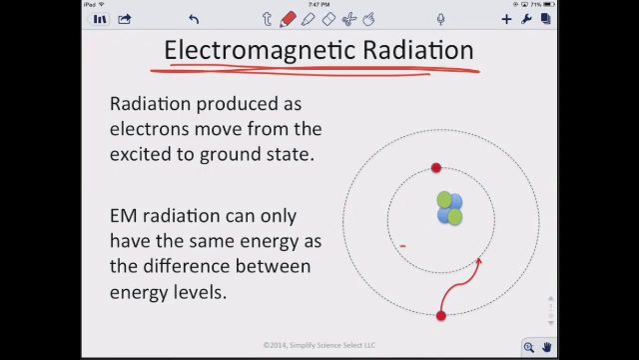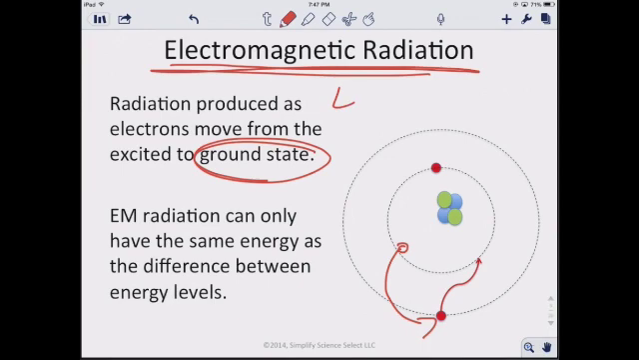So we had an electron that jumped up here to a higher energy level, and when it drops back down, it emits that light. It follows the law of conservation of energy. If it absorbs some type of energy, when it falls back down, it will emit the same type of energy that it absorbed. And the key thing here is that when it moves from the excited state to the ground state.